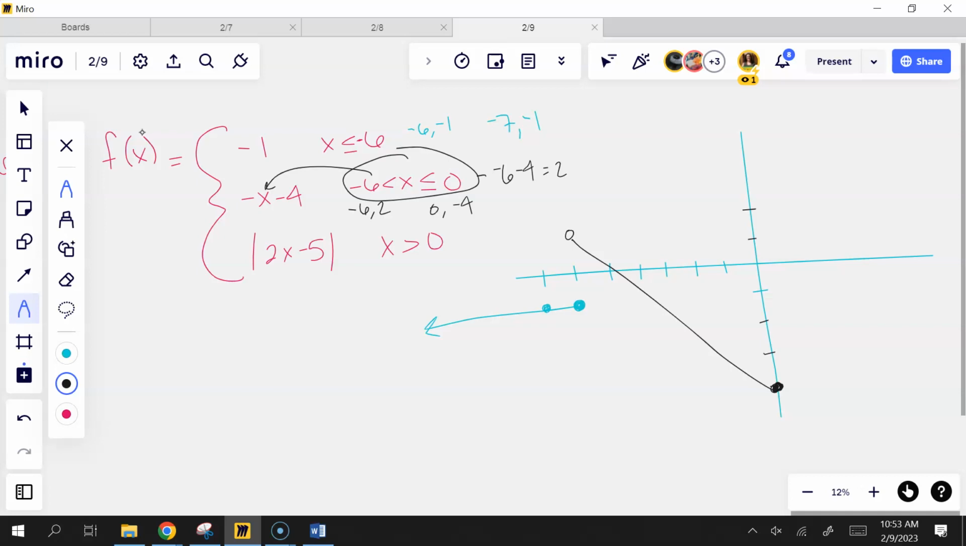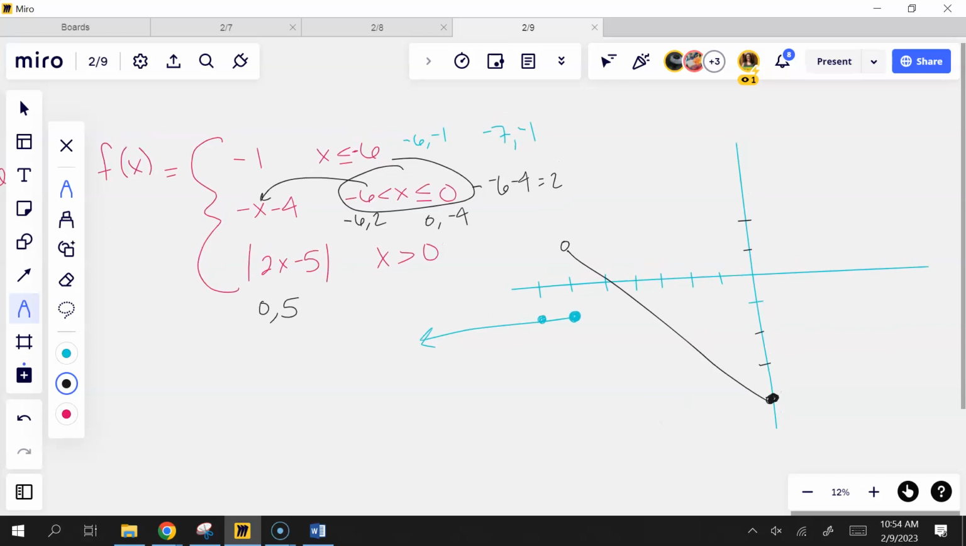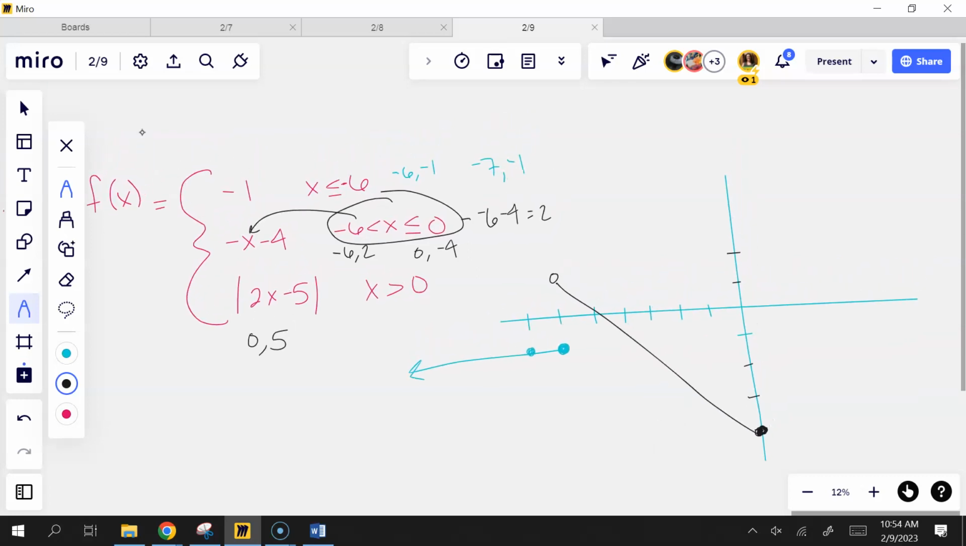All right, new stuff. Absolute value 2x minus 5. Let's plug 0 in first and just see where that first point is. If I plug in 0, what do I get? 5, right, which is just 5. So I get 0, 5. Is that open or closed? Okay, so 0, 5, 1, 2, 3, 4, 5.